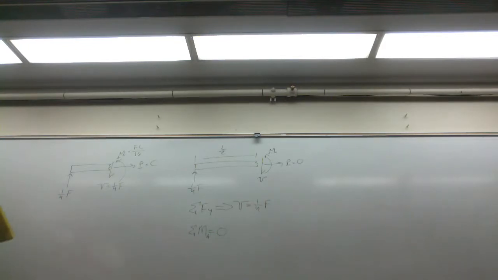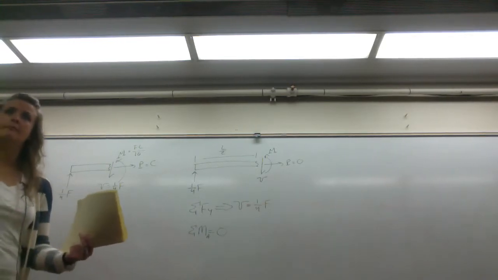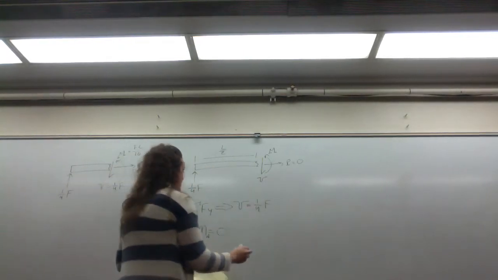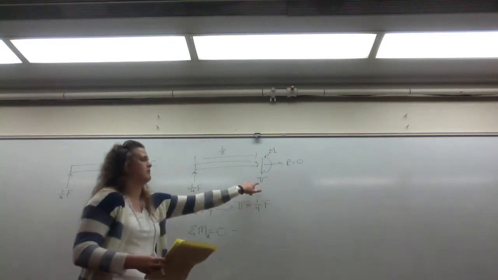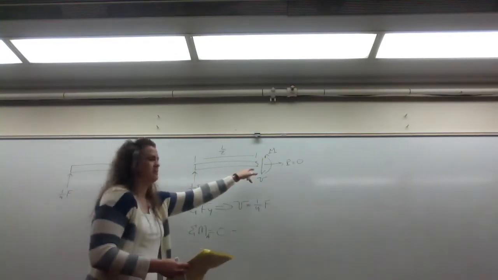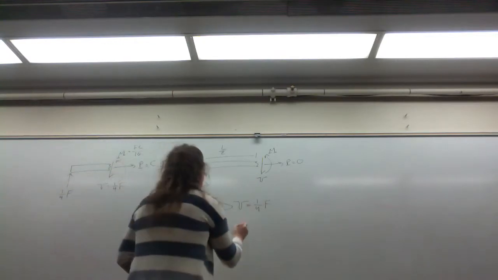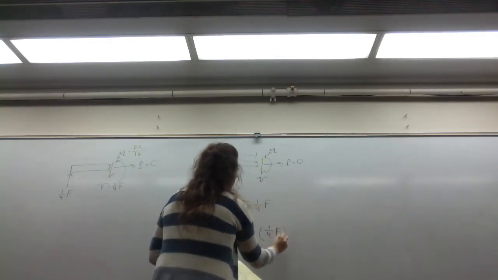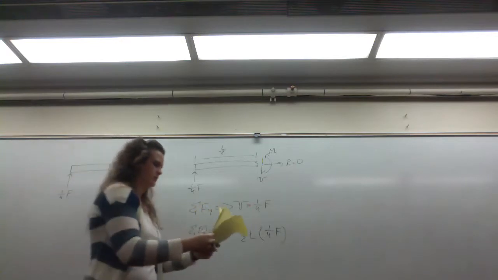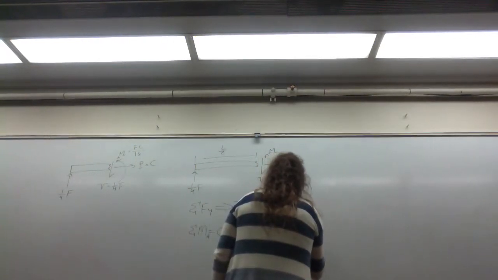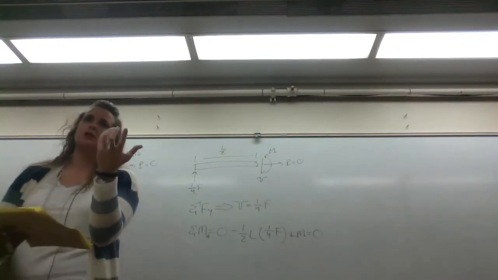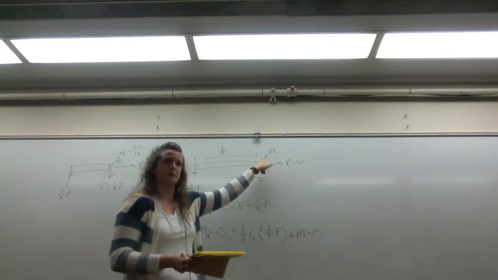Why, Nicole? Because our moment arm is different. We're at a different point in the beam. That's exactly right. So if I sum the moments at A, I have negative, if I'm looking at my shear force, negative, it's applying a clockwise rotation, 1/2 L, there's my moment arm, times 1/4 F, which we've just solved for, is our shear force, plus my bending moment. As it's drawn, it's a counterclockwise orientation, so this is positive by the right-hand rule.